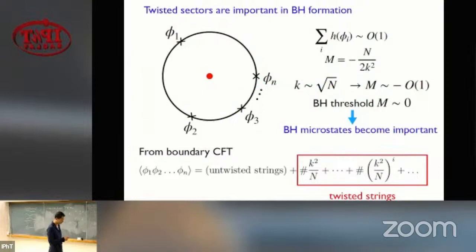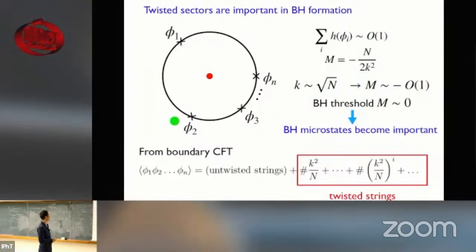So let's try to do some analysis of this from the boundary CFT. If you look at this correlation function from the boundary CFT, we found that the leading piece is from the untwisted sector, untwisted strings. It means the strings in the original covering AdS with integer cycle. And you also have corrections suppressed by k squared over n. So the expansion parameter is k squared over n, and they are related to twisted strings. Roughly speaking, if you go to higher and higher order, you have more and more twisted sectors in the intermediate states. So you can see here, when k goes like square root of n, the correction from the twisted strings, even though it's not important at small k, now becomes very important and comparable to the first one. So the twisted strings become very important at the black hole threshold.